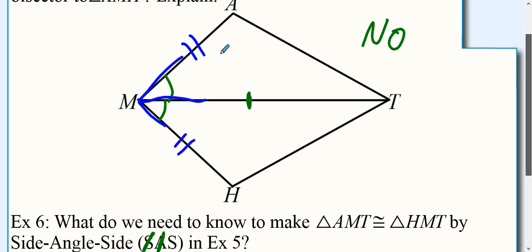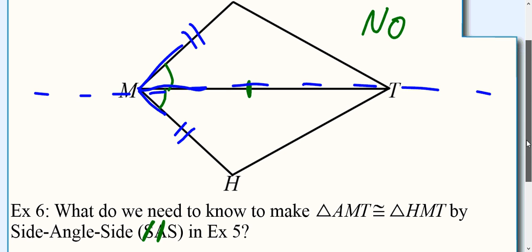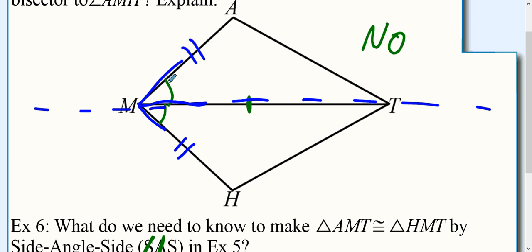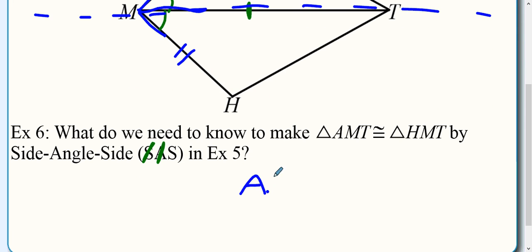That's what we would need. AM and HM. Since this, you can see, if you folded it over that dashed line, if you reflected it over that dashed line, they'd be congruent, which tells you how everything's going to match up. A is going to match up with H, M is going to match up with M. So when you name it, you got to name it so that they're corresponding. You need AM to be congruent to HM. That's the other piece of information that you need.